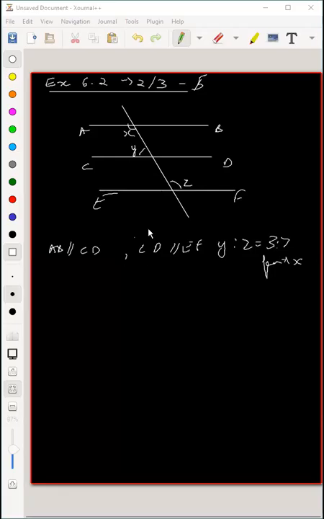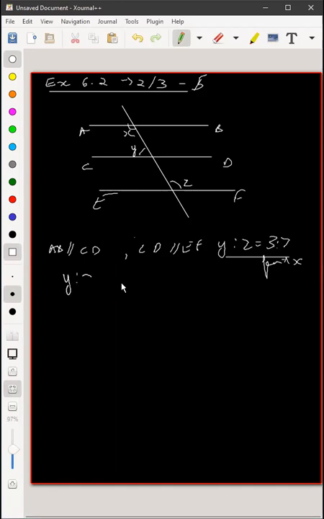Okay, tell me, what do we do here? Sir, we can take 3x and 7x. Okay, so we're given y is to z is equal to 3 is to 7, right? But what is y plus z? It's not 10. What is the degree measure of y plus z?